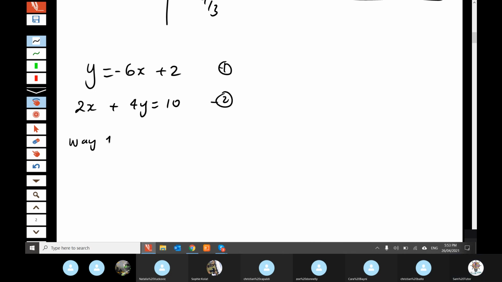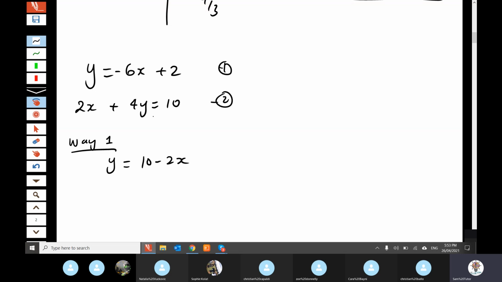Way 1. The reason why I'm going to call it way is because method is the methods that we just did. Way is up to you. You could have done this way that you're saying, or another way that I'm about to say. It doesn't really matter. Pick one, be really strong at it, is my tip for standard key. Just pick one. Whatever one you're strong at, just do it all the time. Way 1, you said make y the subject. So if that's your way, Natalia, then stick to it.